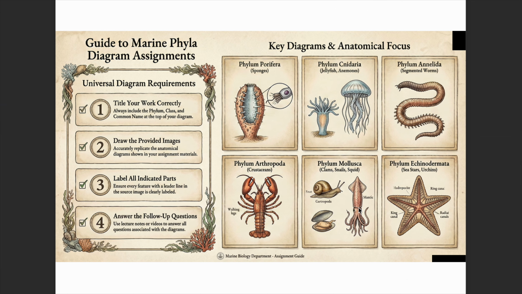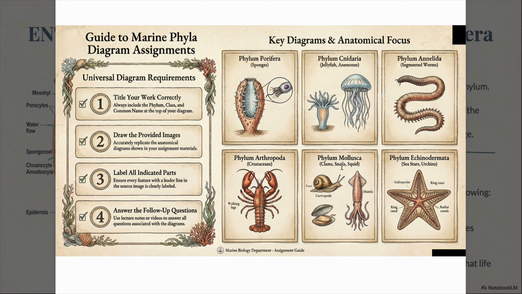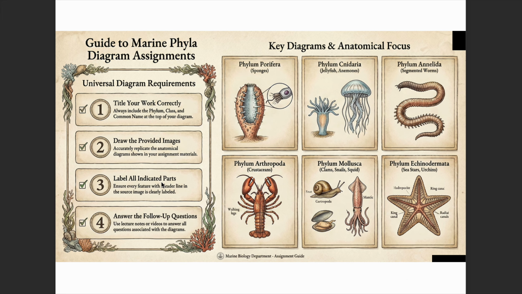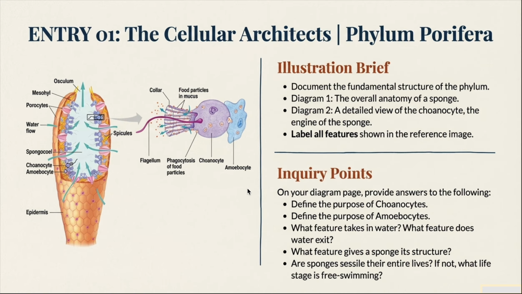So again, this is a quick guide to the diagram assessment. It gives you the requirements, right? 1 through 4 here, read through those. And then if we look, here's entry 1, which was due today, actually, January 7th. What I want you to do is I wanted you to draw each of those images that you see on the left, right? Document the fundamental structure of the phylum.